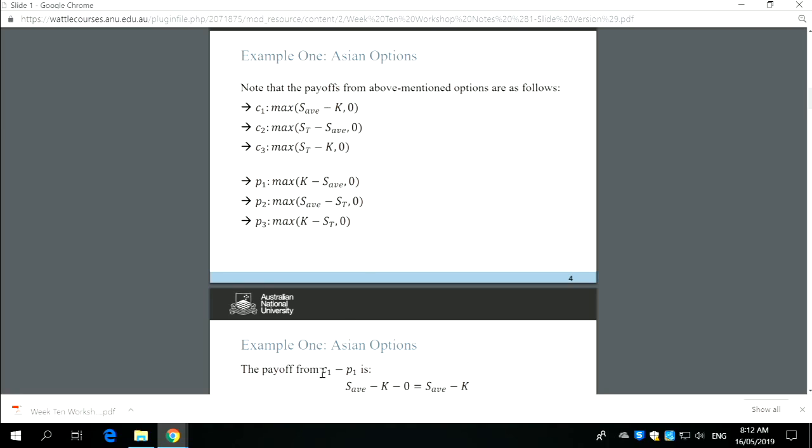Now, if C1 is in the money, if this average spot price is larger than your strike, then your put option cannot be in the money at the same time. So that's the rationale behind it. Let me say this again. If you want this Asian price call option to be in the money, then the Asian price put option cannot be in the money.